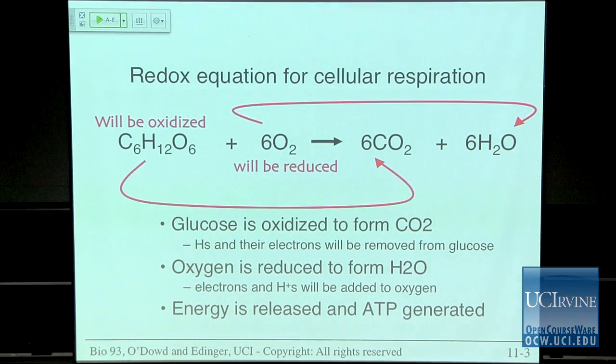Is this an exergonic or an endergonic reaction? It's an exergonic reaction. That's right, and we have formation of ATP, and these reactants are at higher energy than our products, so it's an exergonic reaction that we can use to form ATP.